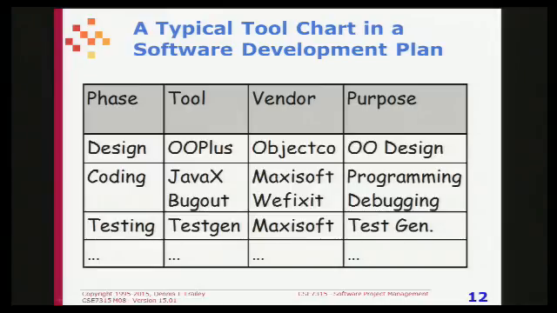You might make a little table like this one. There's a table like this in the model plan or the template plan. What phase of your development process, what tool you're using, who your vendor is, and what your purpose is. Again, for purposes of a software development plan, you don't need much more information than what's on this chart. But the idea is you want to show that you've given it some thought, that you haven't just arbitrarily decided we're going to use C++ because that's what we've always used or something like that.